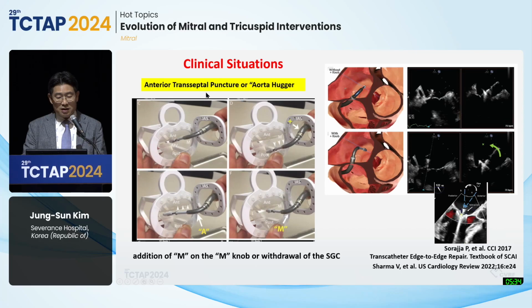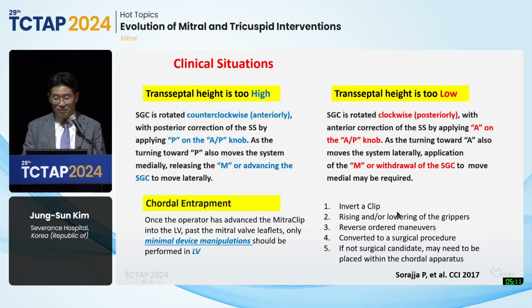Especially the first case is anterior septal puncture, which is usually associated with aorta hugging. Then we can apply the PAS knob. Then the SGC can be moved away from the aorta, and then we can adjust with the M knob, as you can see here, to a more anterior directed position in this slide.